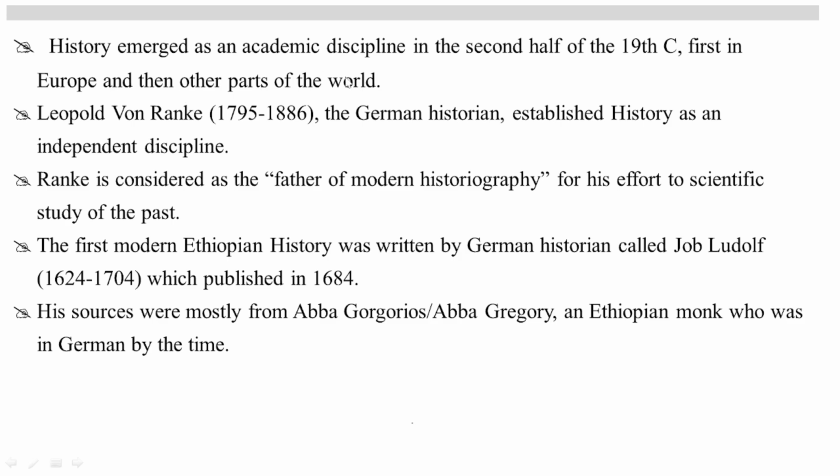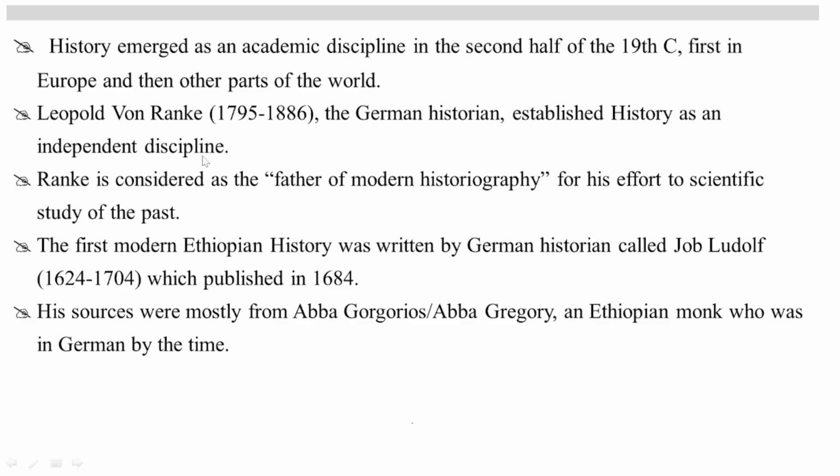Leopold von Ranke, a German historian, established history as an independent discipline. This person is called the father of modern historiography for his effort toward the scientific study of the past. At Berlin University, for the first time, history was studied as an academic discipline.